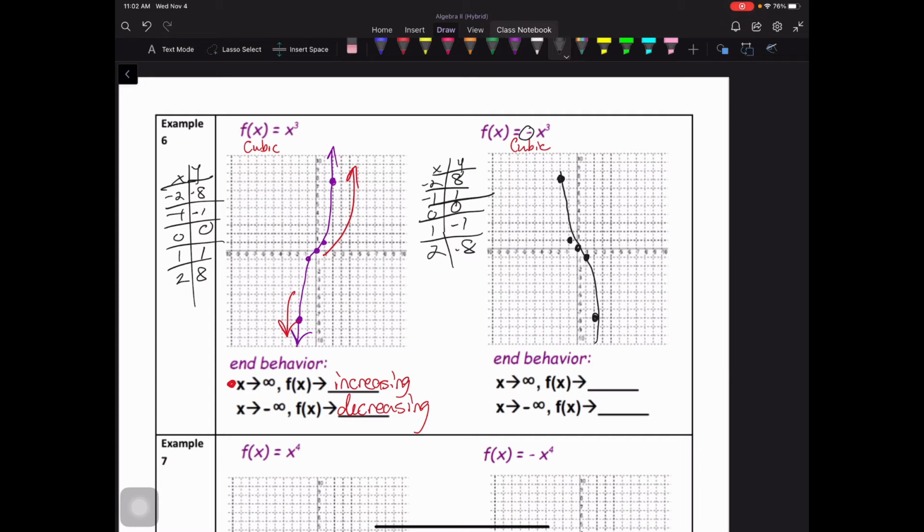So, if I just put a negative out front, it kind of just flipped it across the x-axis. And how does that affect my end behavior? So as my x values are increasing here, the end behavior is that it's going down, so it is decreasing. As my x values are decreasing, now my function is actually increasing.